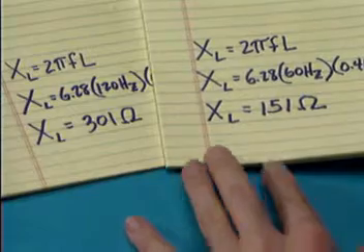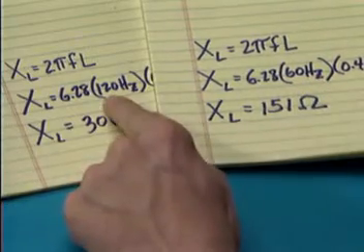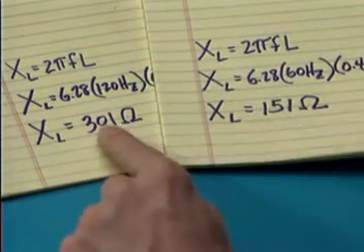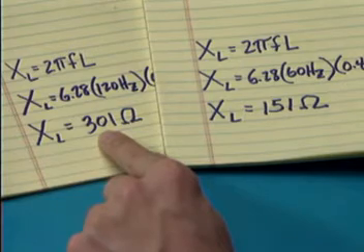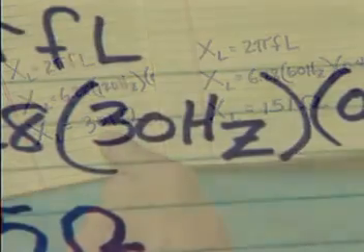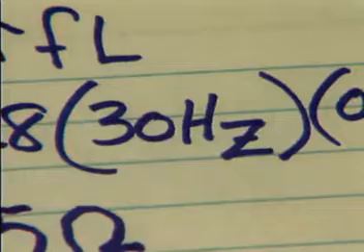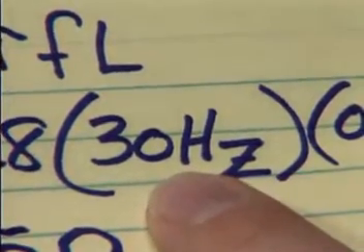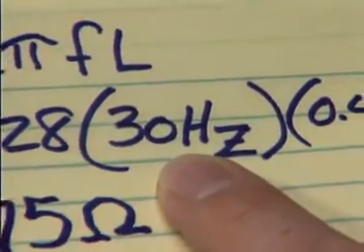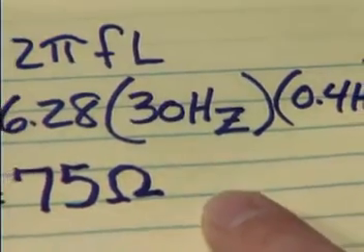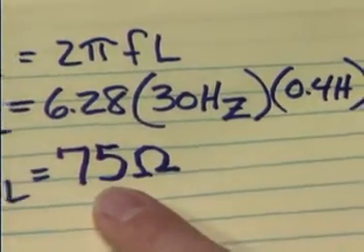Looking at the two solutions, notice that doubling the circuit frequency doubled the inductive reactance. This is a direct relationship. Because of this, if the original frequency of 60 hertz is reduced by half to 30 hertz, then the inductive reactance will also be halved to approximately 75 ohms.